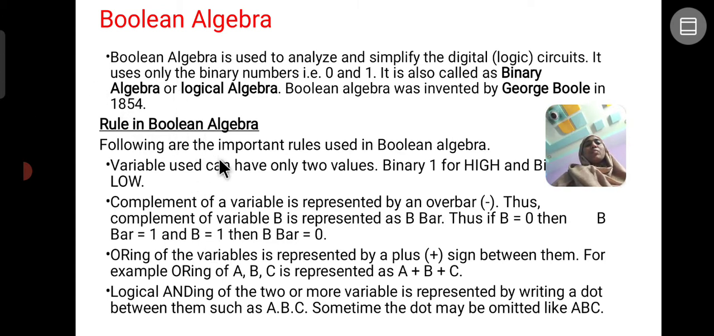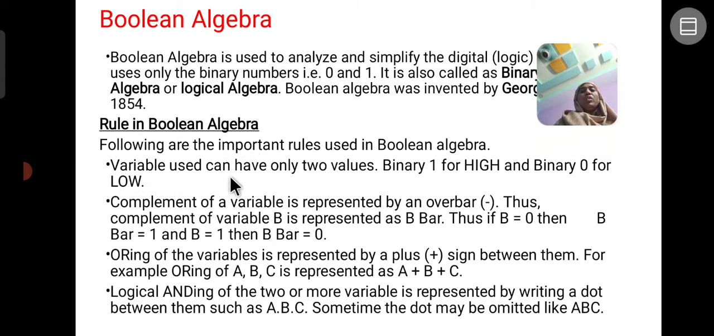We have to follow some rules to minimize Boolean equations. These are the 4 basic rules to simplify any Boolean equation using Boolean algebra. The first one is that variables used can have only 2 values. I already mentioned that in Boolean algebra we use only binary numbers, zeros and ones. Here also variables can have only 2 values, binary 0 and binary 1. Binary 1 is for high value and binary 0 is for low value.